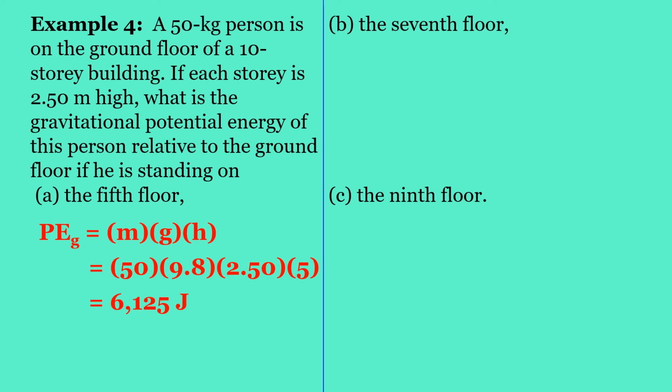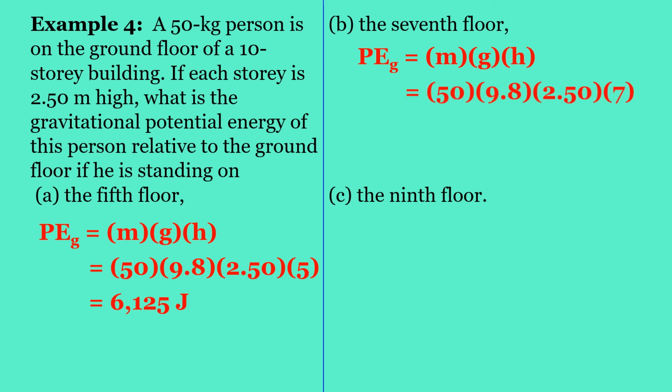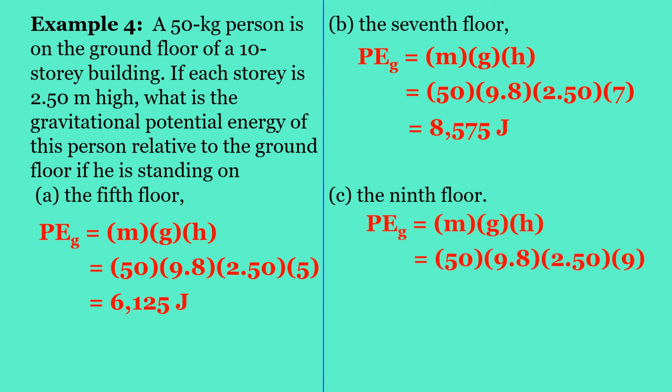When the person is on the 7th floor, PEg equals mgh, but this time the height will be 2.5 times 7. So substituting the values, we get 2.5 times 7, and the result is 8,575 joules. And when he is on the 9th floor, the PEg now is mgh, which is 9 times 2.5 as the height, and the result is 11,025 joules.